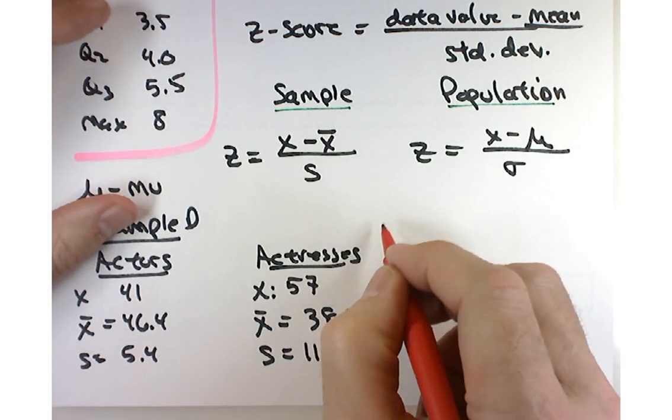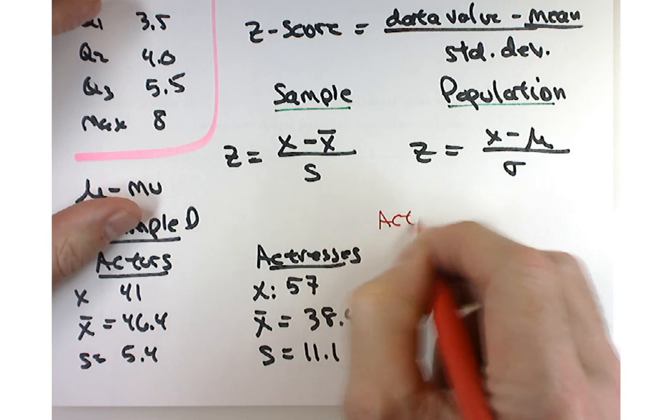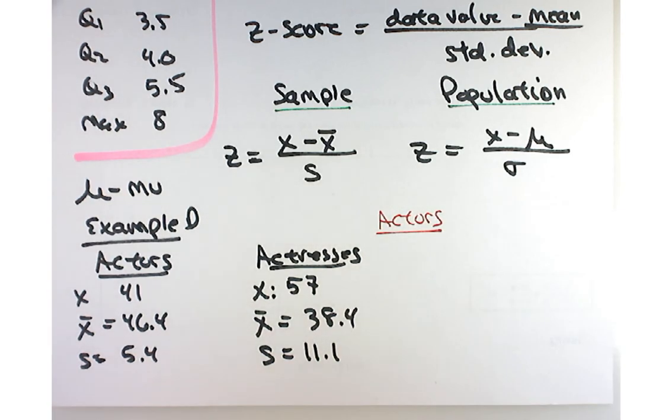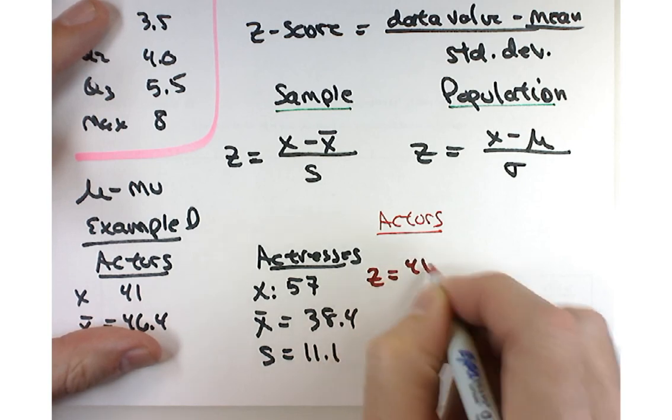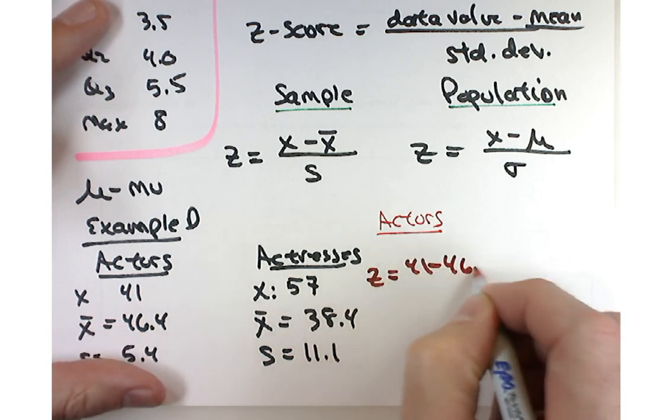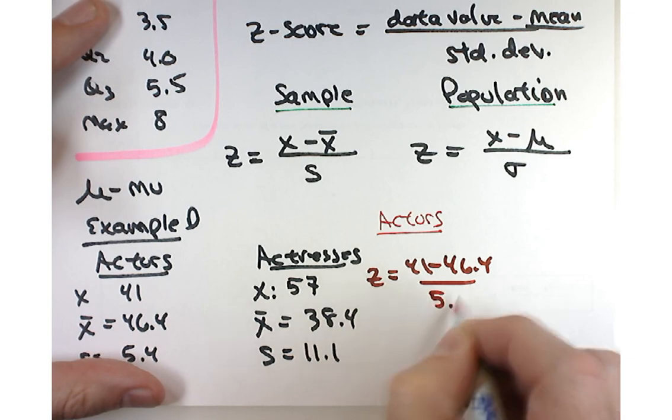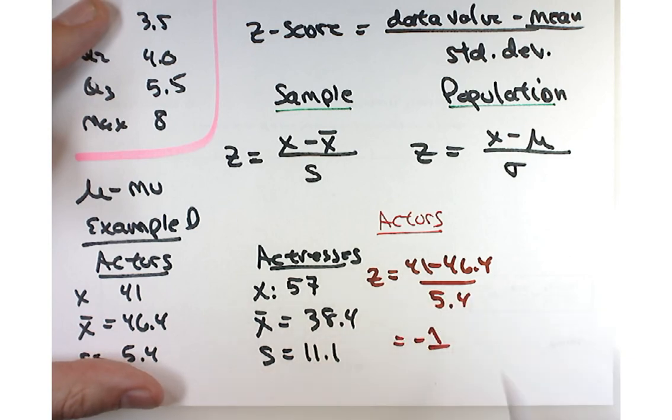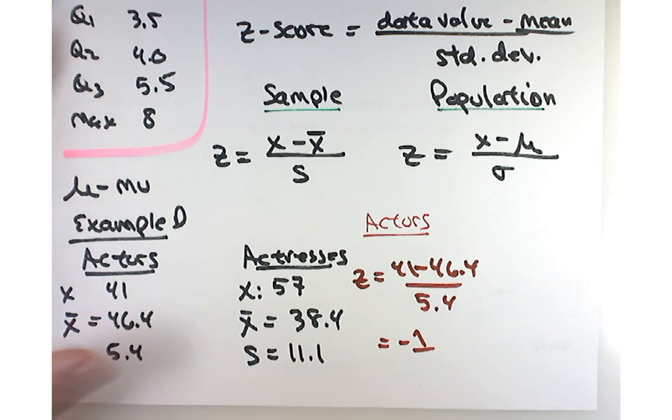So let's take a look at actors. To calculate the z-score there, that's going to be x, which is 41. 41 minus 46.4 divided by 5.4, and that works out to a nice even negative 1. How about actresses? Let's work on that one. So, actresses.